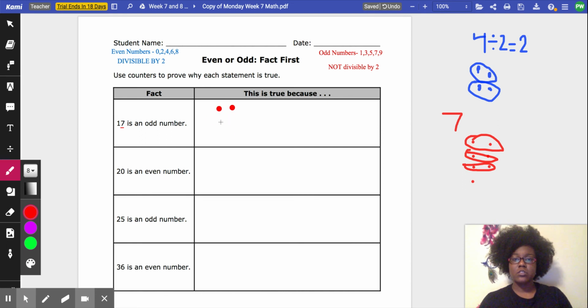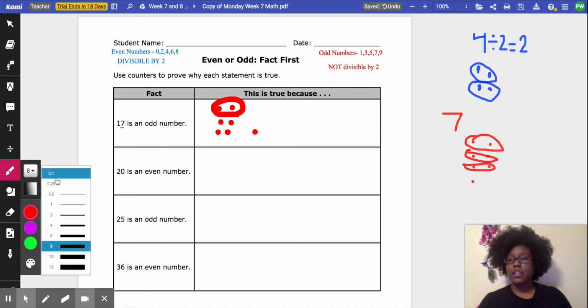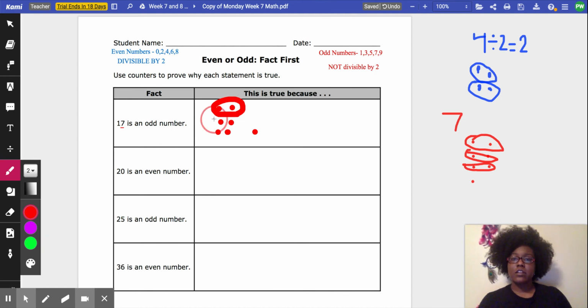1, 2, 3, 4, 5, 6, 7. And you're probably saying, Miss Walker, you already did that. Yes, I did. I'm going to circle groups of 2. Circling groups of 2. And I have 1 left over. So that is why it is true.